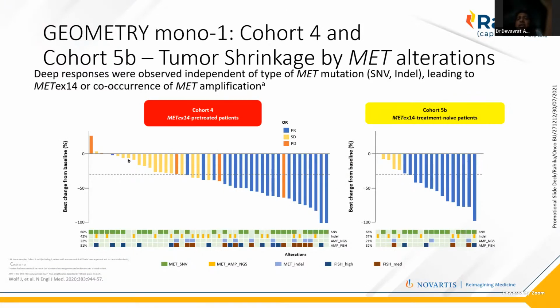Again, it is interesting to look at what kind of MET alteration leads to tumor shrinkage. We could see that deep responses were observed independent of the type of MET mutation. So whether it was an SNV or an indel, we had a good response. Also, irrespective of co-occurrence of a MET amplification, we had deep responses. Next slide, please.